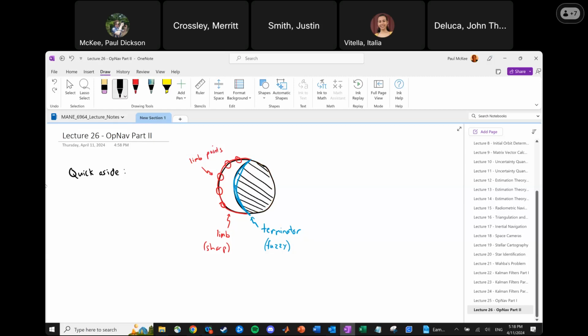And so I'll make a point here. We focus on limb points for OpNav image processing.